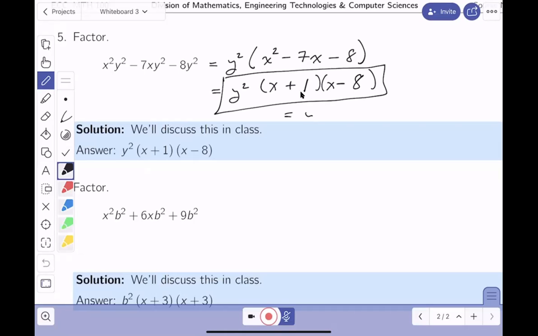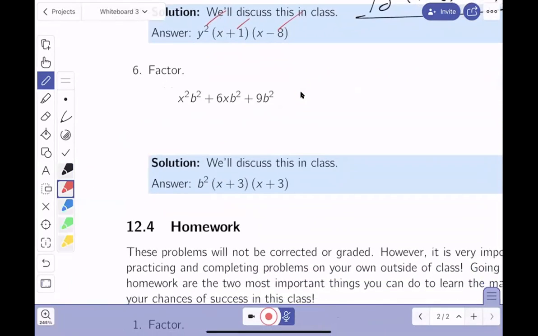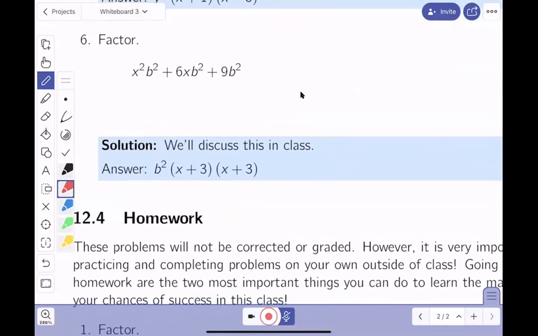Again, if you want, you can write this down this way. We'll look at the key later. It's not considered to be a different answer. Factorizations are unique. Look at your key. Everything works out fine. Let's go to number 6, our last problem.